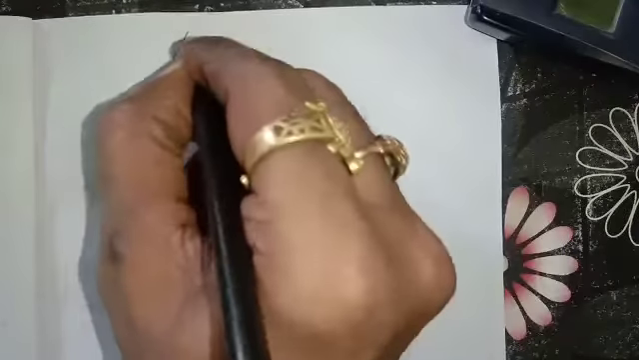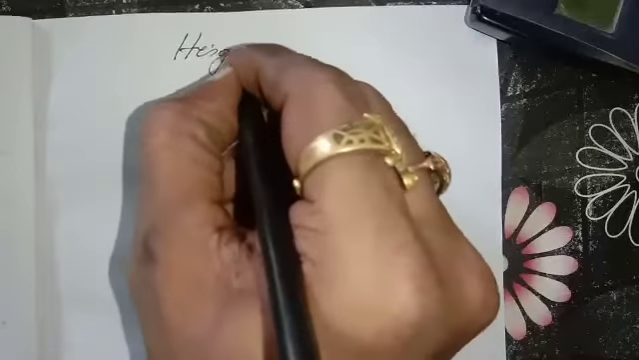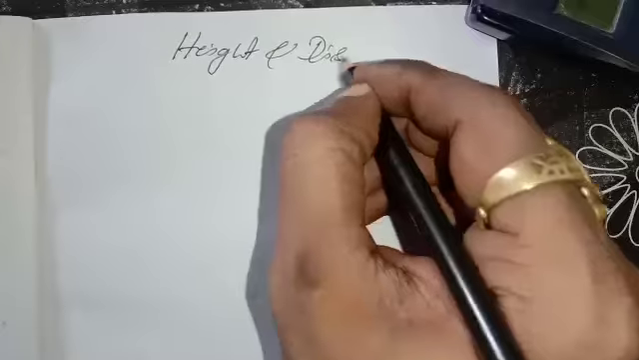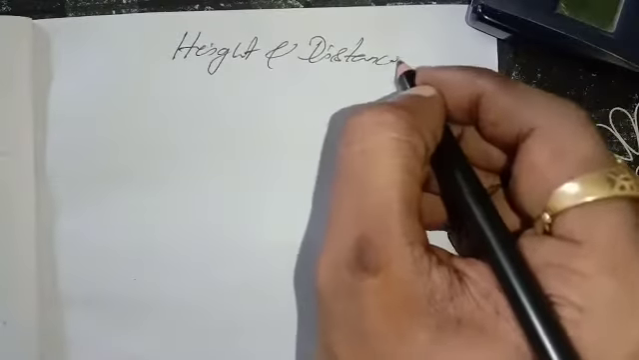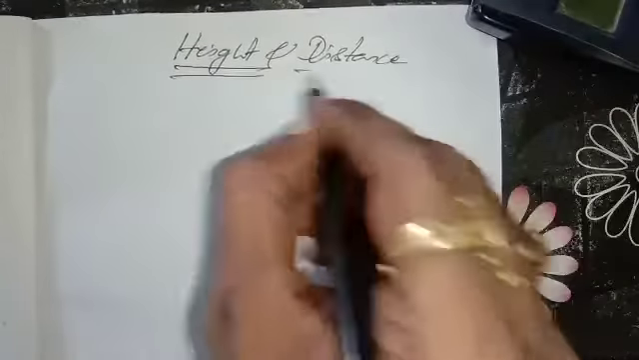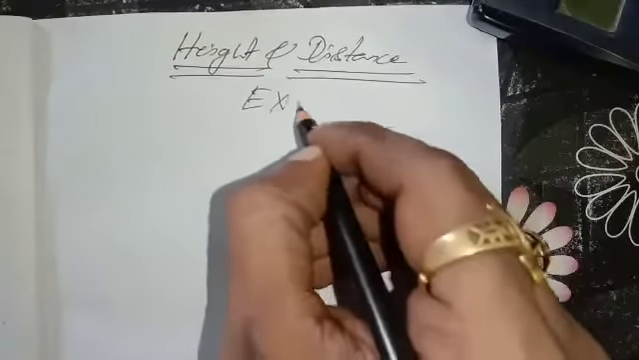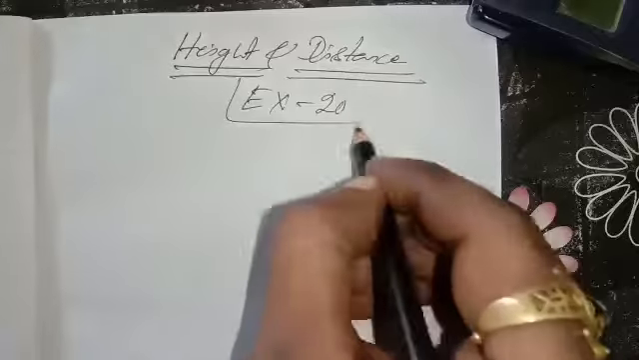Good morning to all. Today our chapter is Height and Distance from the Class 10 book by M. L. Agarwal. The chapter name is Height and Distance, one of the applications of trigonometry, from the book M. L. Agarwal, Exercise 20 for ICSE students.